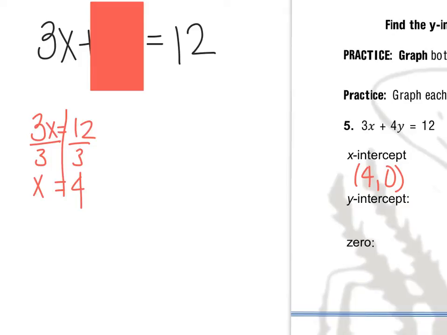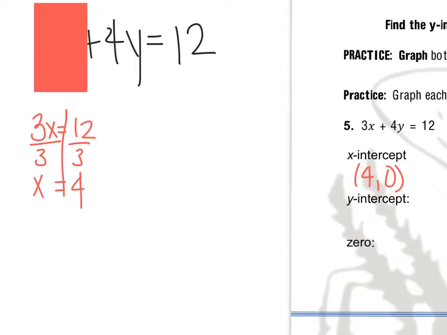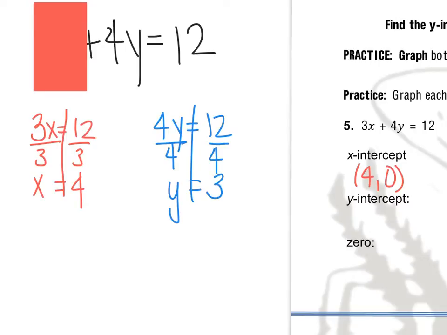Then to find my y-intercept, we're going to cover up x. So we get the equation 4y equals 12. We're going to divide both sides by 4, and we get y equals 3. So my y-intercept is the ordered pair 0, 3. Remember, your 0 is also your x-intercept, so it's going to be the number 4.